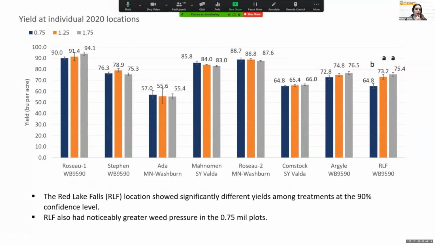These are just the yields from the individual locations. You can see the location and the variety down on the bottom there, and yield, or bushels per acre, on our axis. We can see there was some variation in responses, but even as far as the individual locations went, we didn't have any significant differences in treatments, except at the very end, on the right there at the Red Lake Falls location. The 3/4 million seeding rate was significantly lower there, and that we would definitely attribute to weed pressure. We had noticeably more weed pressure in that lower seeding rate, which we might expect. We had less canopy cover in that lower seeding rate, and so the weeds kind of took off in those plots.